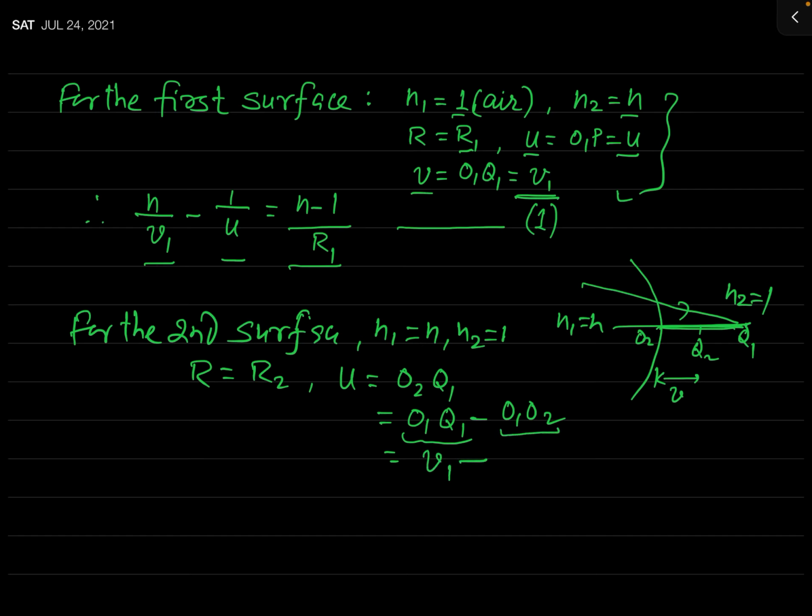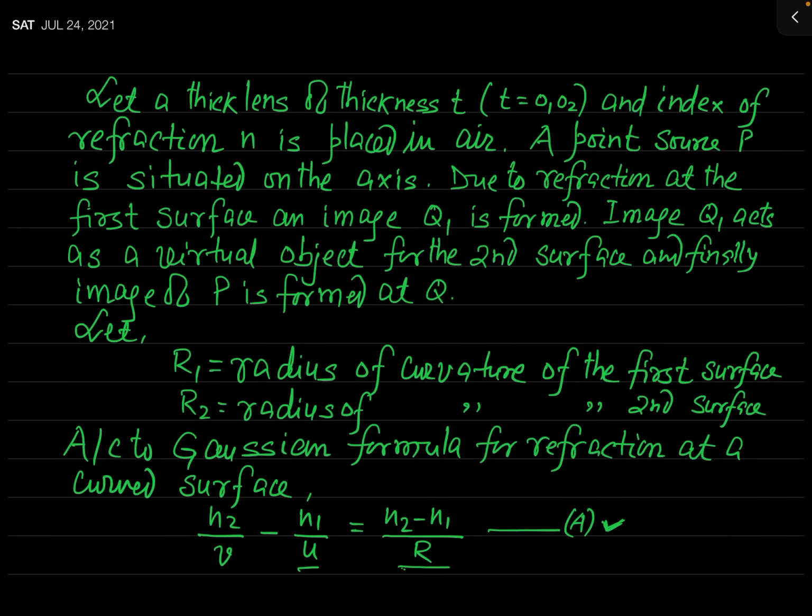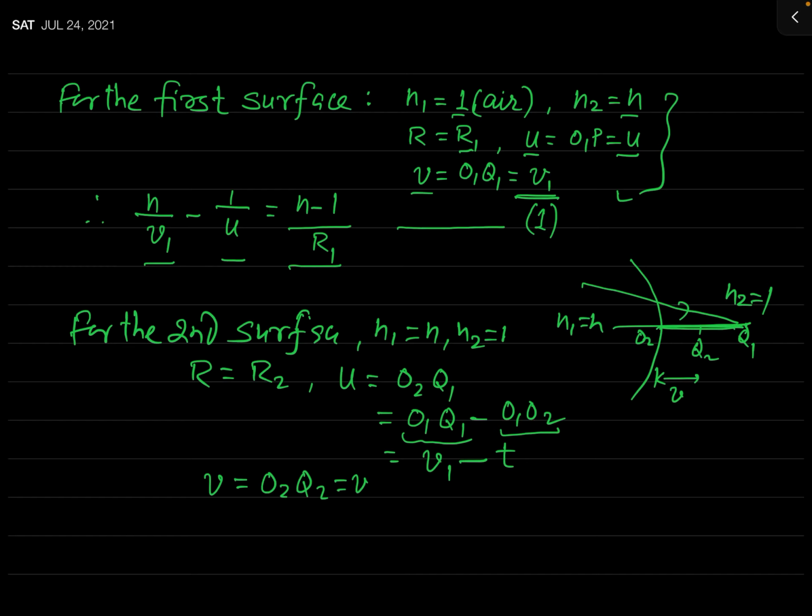This is actually the thickness of our thick lens, and we have assumed it T. So in this case, u is equal to V1 minus T. And what is this V? I have considered this as O2q2, and let us say this is equal to simply V. So now we will apply the Gaussian formula which we have defined in equation A for the refraction at the second surface. So you can see this formula and put these values.